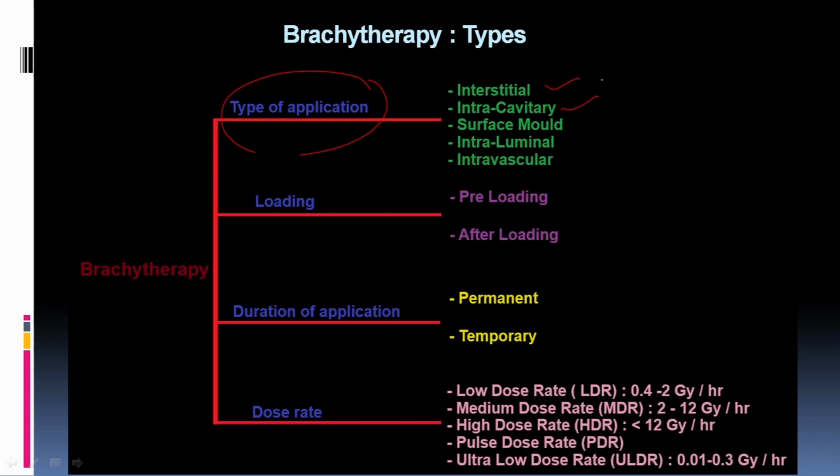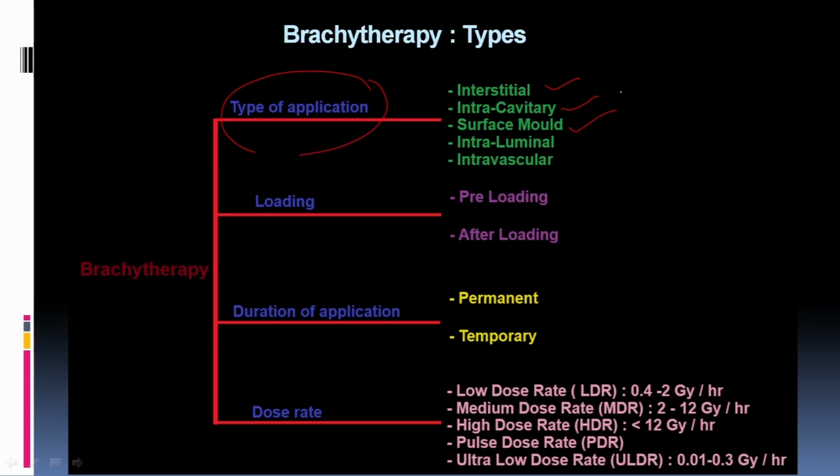Now, surface mold is a superficial type of therapy where we prepare a mold which conforms to the contour of the surface of the patient's body, and we place the radioactive isotopes in this mold and irradiate the tumor superficially. So surface mold is a treatment for superficial tumors, superficial lesions. Now, intraluminal: we also have some lumens available in our human body, and we can place an applicator and treat the disease of that lumen, such as the esophagus.